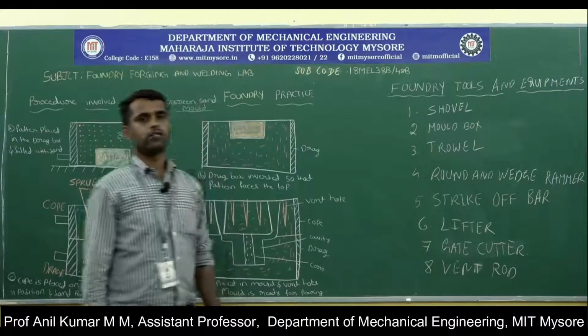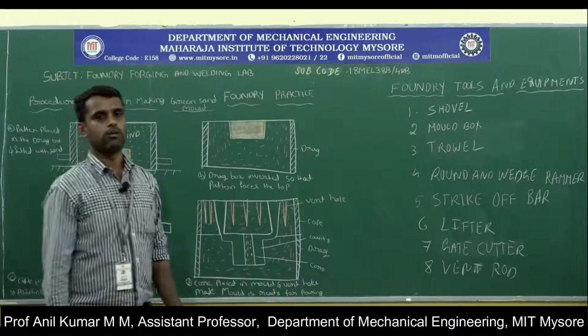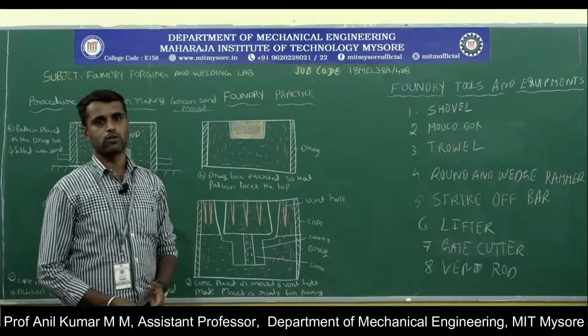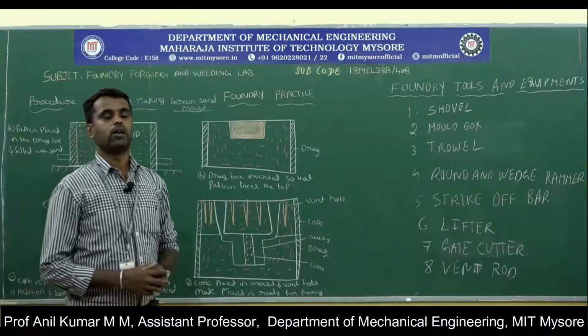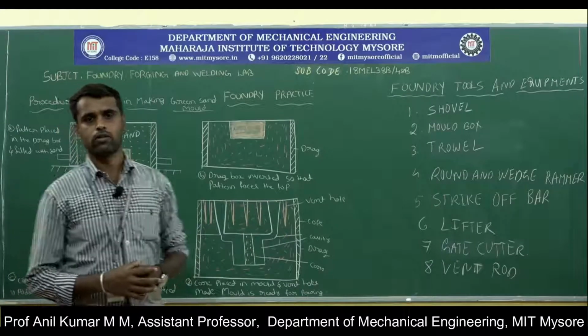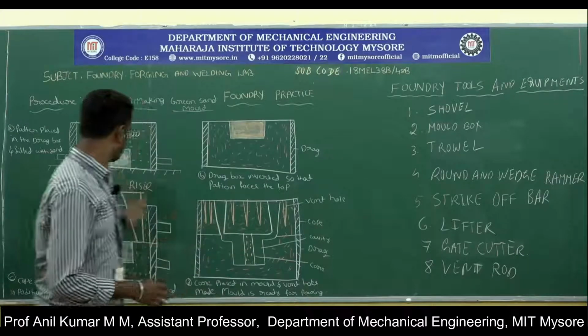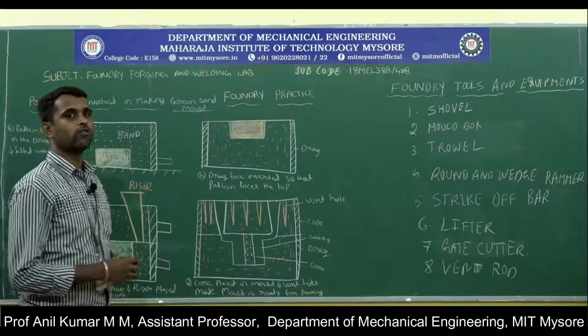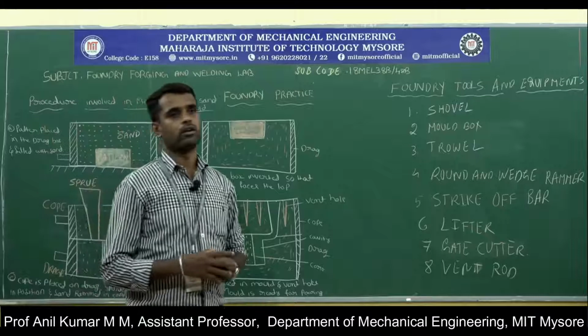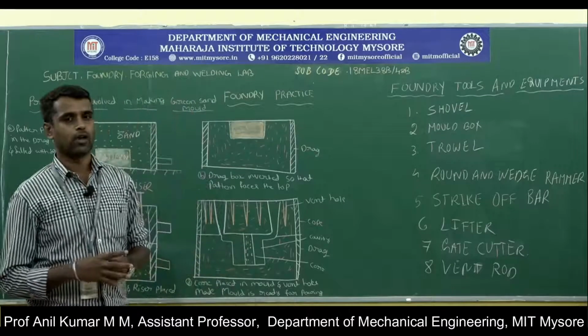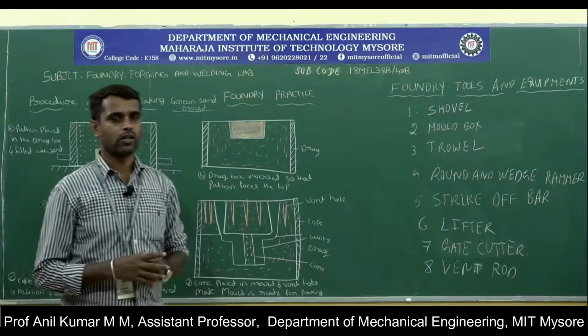Okay, the advantages of the green sand mold: it is an easy and simple process and less expensive. Good surface finish can be achieved. This is suitable for mass production. And the disadvantages: because of the moisture content, it cannot be stored for a longer period of time, and it is difficult to achieve high dimensional accuracy and good surface finish.